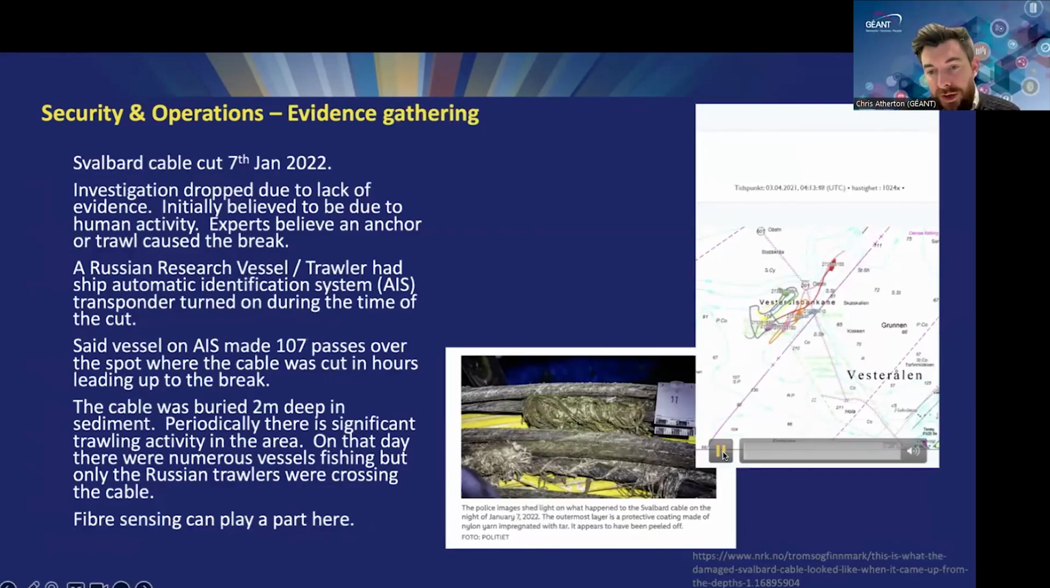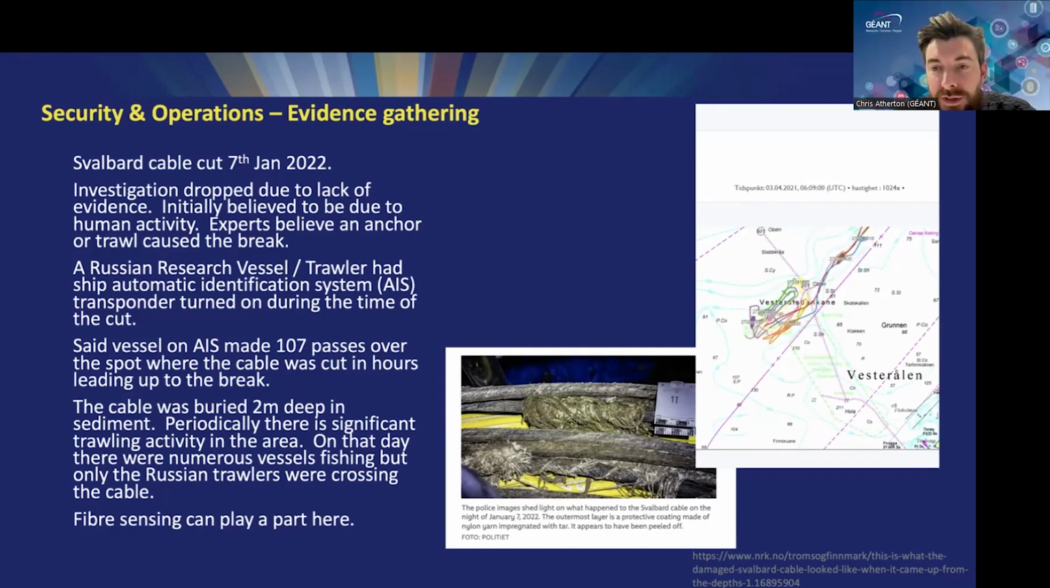One of the examples I have is from Svalbard. All of this is publicly available information. I put the link in the slides. But one of the cables up in Svalbard was cut back in 2022. There was a Russian trawler that went back and forth over the cable 107 times. And the cable, which was buried 2 meters deep, was exposed and then sliced. And there's a picture there of just how damaged the cable was.